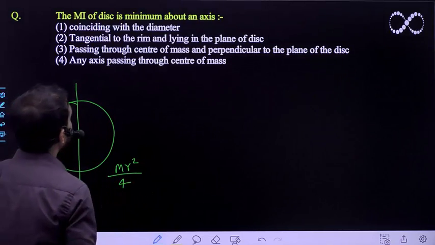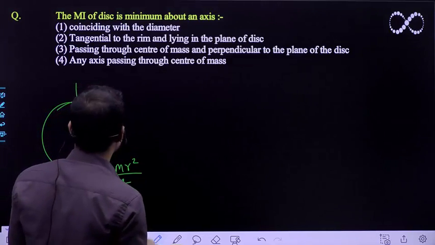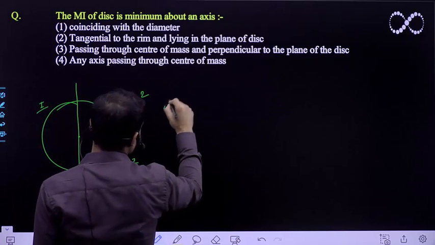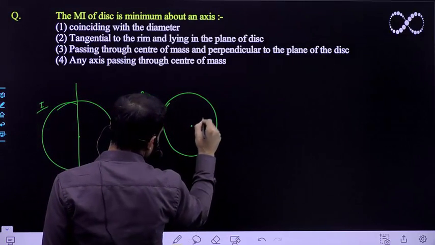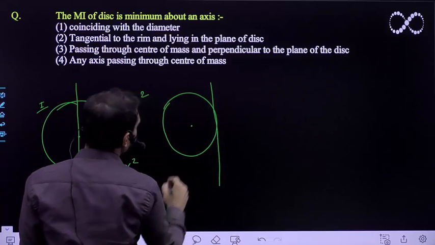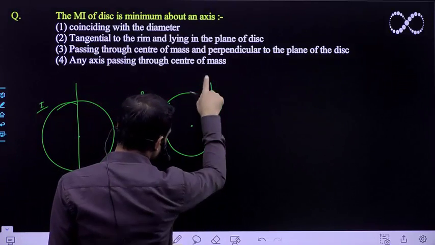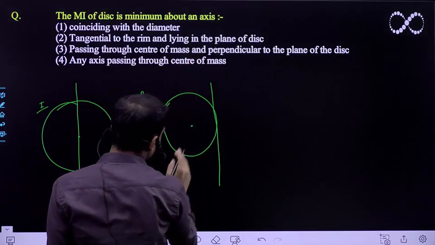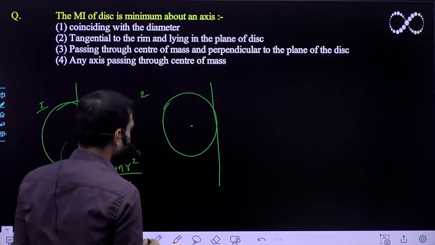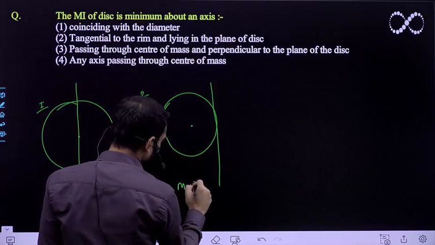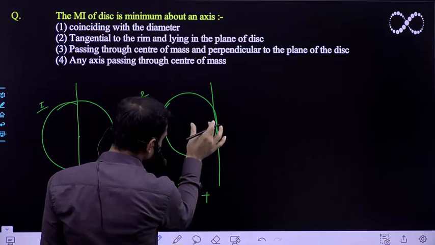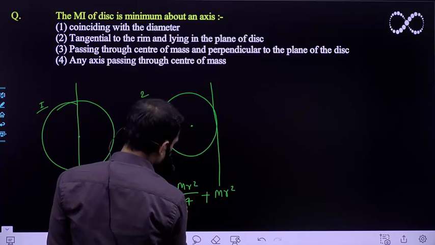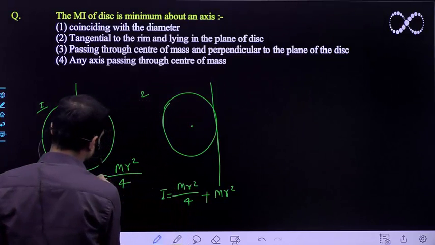Okay, the tangential to the rim and lying in the plane of the disk. So this is the first case. If I talk about the second case, this is the disk here. It is saying tangential to the disk and lying in the plane. So here, about an axis passing through the center of mass, that will be MR square upon 4. So MR square upon 4 plus this distance is R, so that will be MD square, so MR square. So here the I will be this.